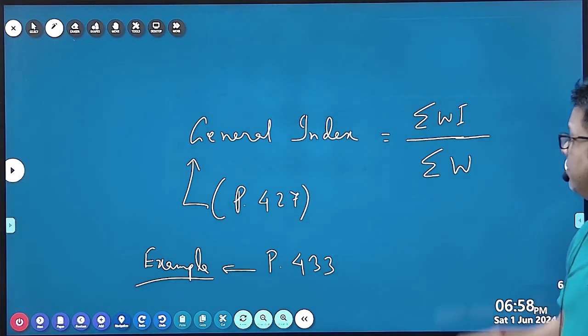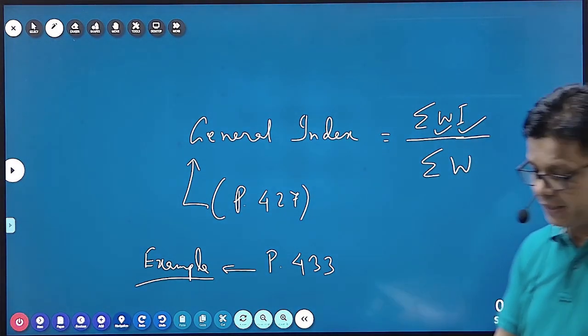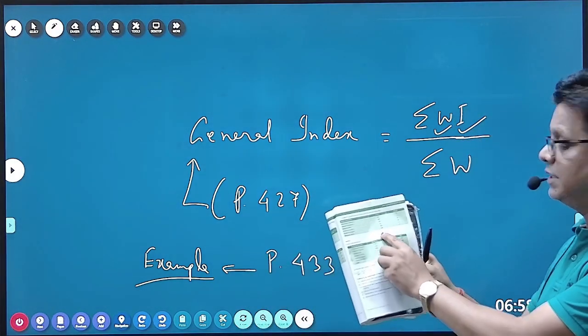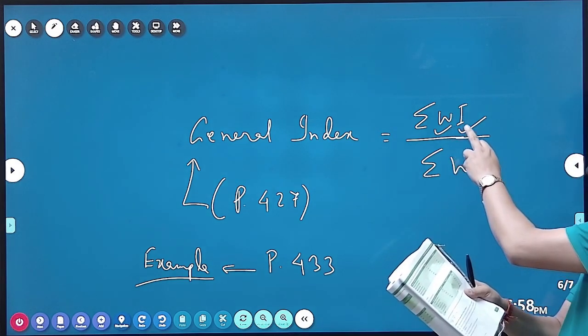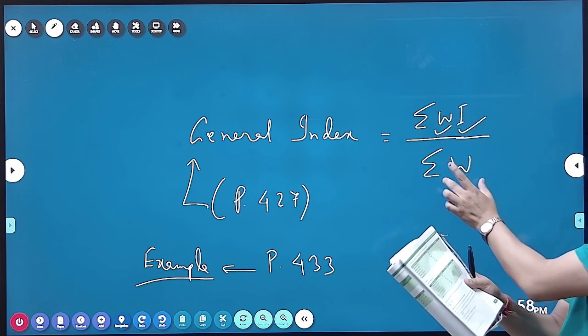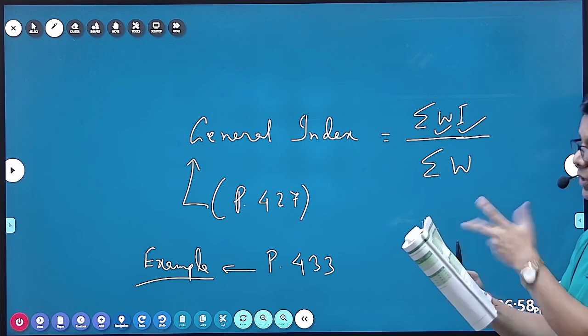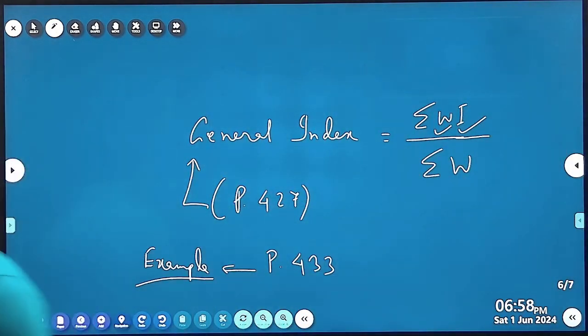Moreover, the index is there, the weight is there, so what will you find? The index is I, the weight is W. Multiply those two, W and I, then sum up, and also sum up the weights and put it in the formula. Is it okay? But I repeat again, I always repeat that without the correct formula, you will not be able to do the questions.